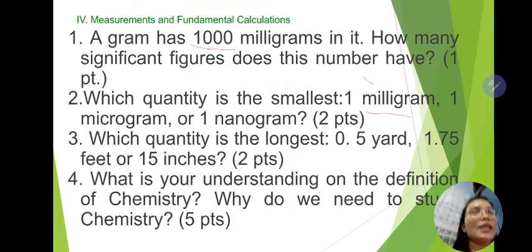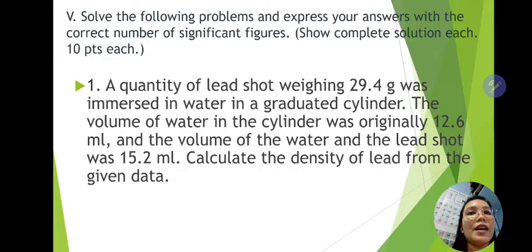Okay, so hindi na natin yan yung essay. Next, we will move na. So, ito naman yung mga solving natin with regards to density. So, a quantity of lead shot weighing 29.4 grams was immersed in water in a graduated cylinder. The volume of water in the cylinder was originally 12.6 ml and the volume of the water and the lead shot was 15.2 ml. So, we calculate the density of lead from the given data.